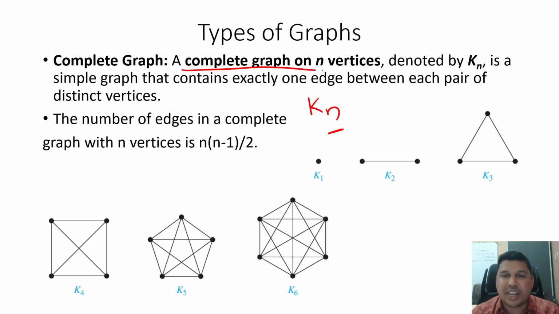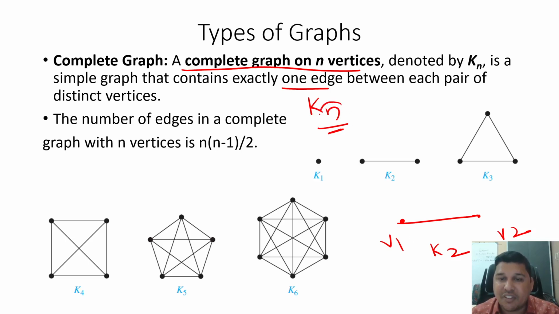A complete graph of n vertices, denoted by Kn, is a simple graph that contains exactly one edge between each pair of distinct vertices. If I take two vertices v1 and v2, there exists exactly one edge between v1 and v2. Since there are two vertices, I call this graph K2. Kn indicates that if there are n vertices in a graph, then there exists exactly one edge between each pair of those n vertices.